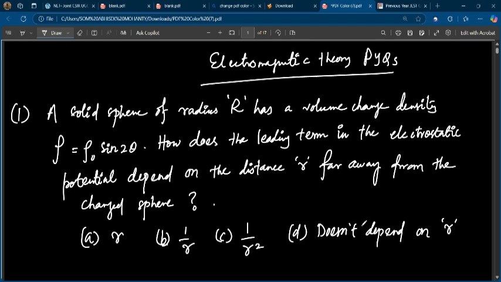A solid sphere of radius r has a volume charge density rho is equal to rho naught sine 2 theta. How does the leading term in the electrostatic potential depend on the distance r far away from the charged sphere? Okay, please try. First try, then we will do it. So it depends on theta.